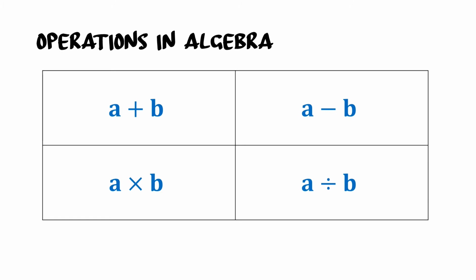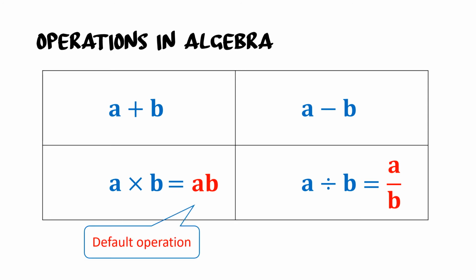These are the four basic operations that we talked about before. In algebra, the division symbol is rarely used. Instead, we would write it as a over b, shown here. For multiplication, we do not write the times symbol shown here because it could get confused with the variable x. Instead, we glue the variables together, and this implies multiplication. It is important to know that this is the default operation when writing constants and variables next to each other.